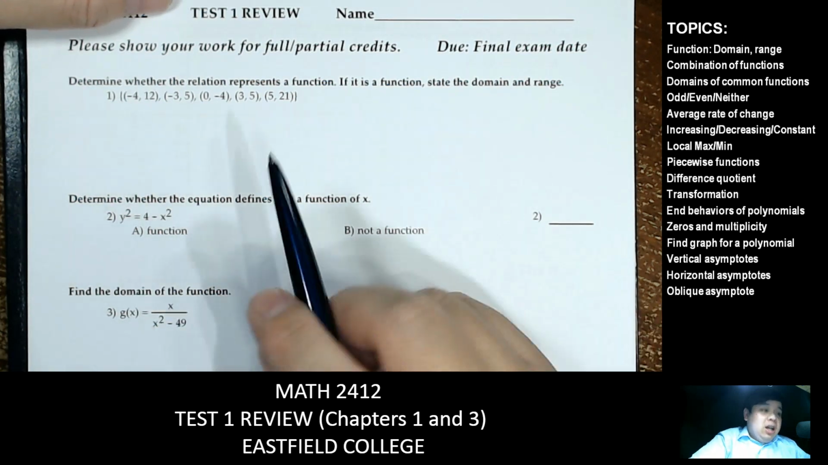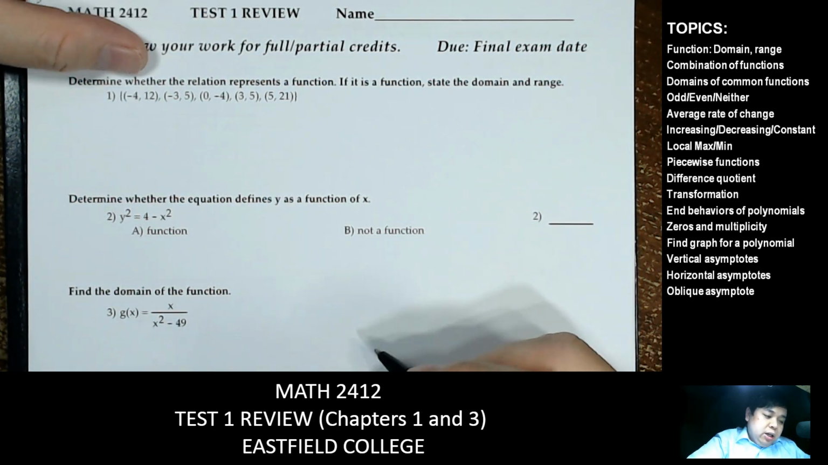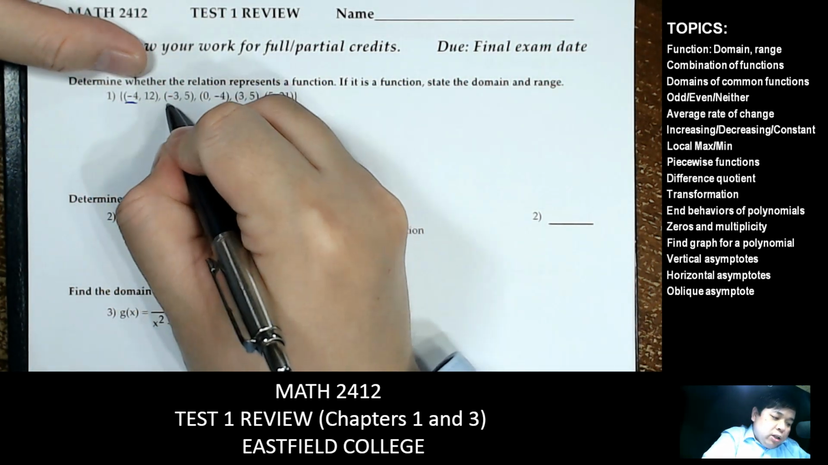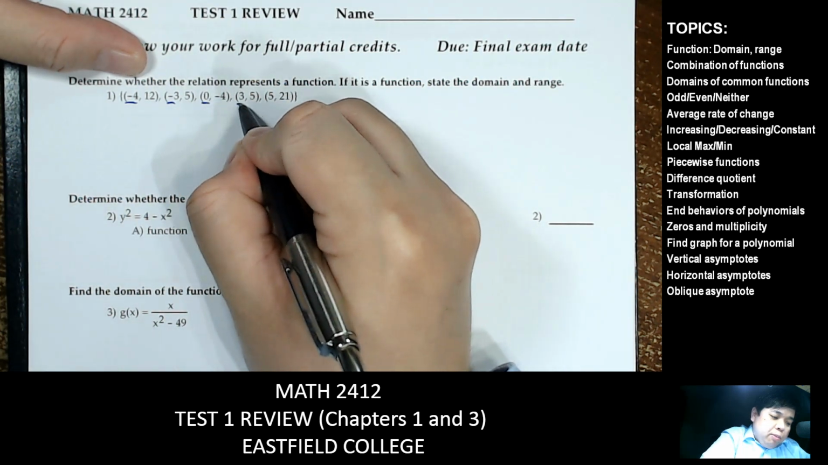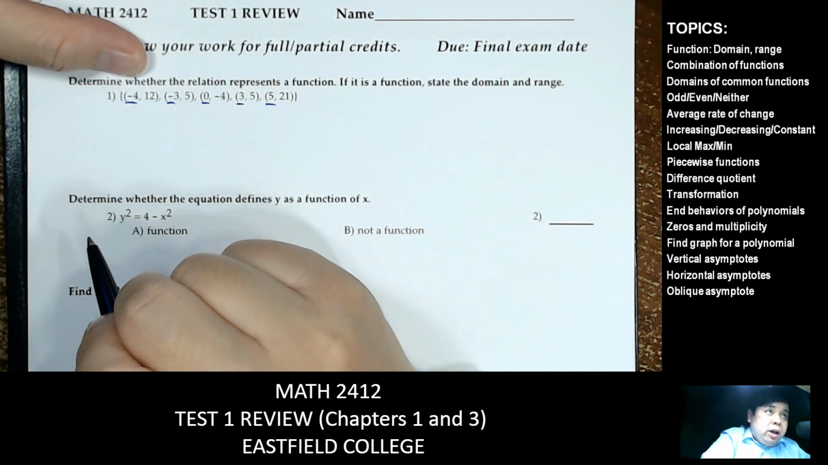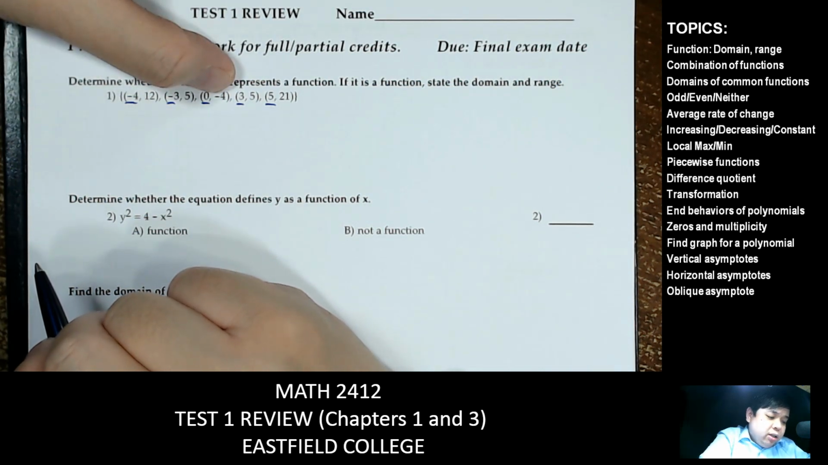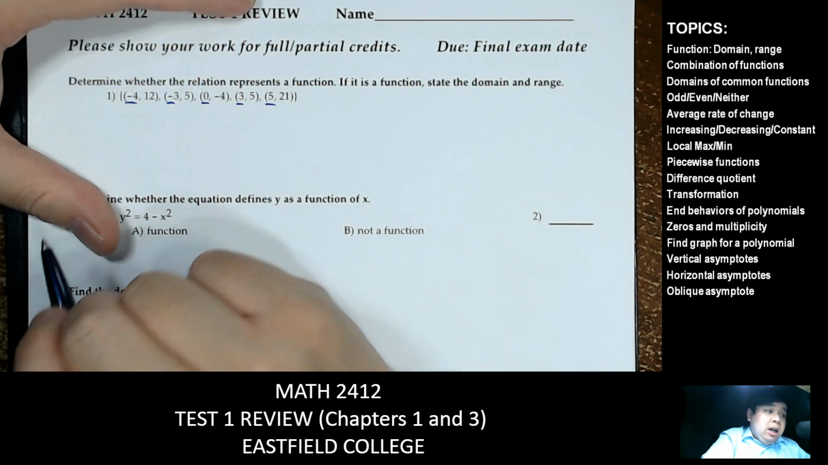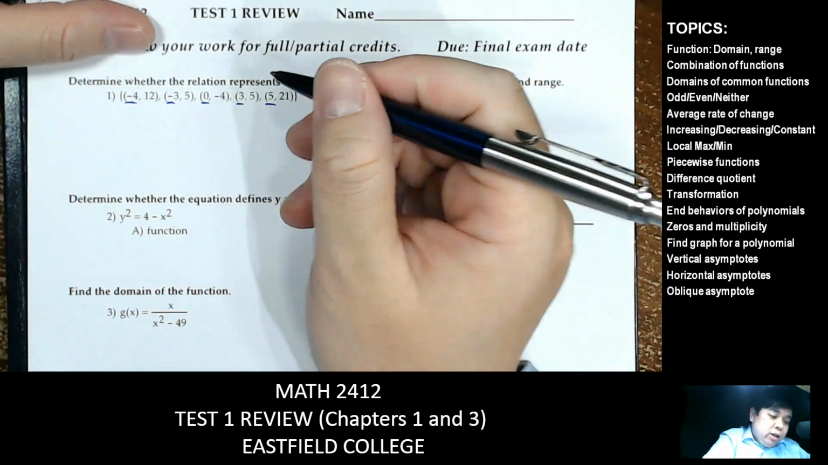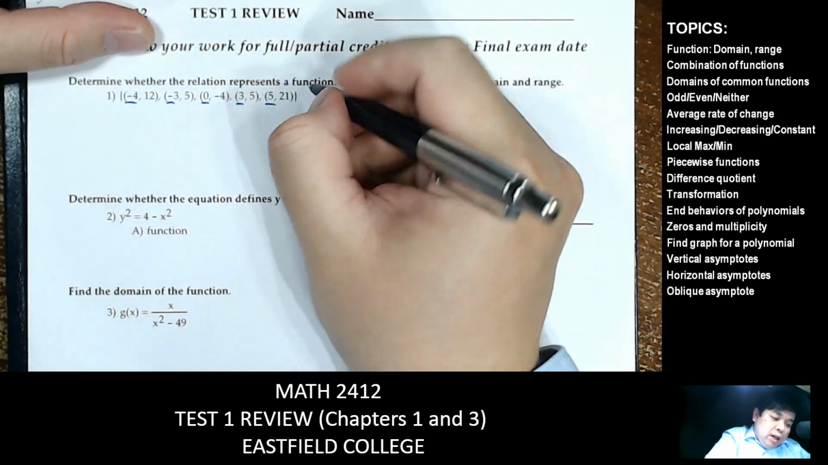Determine whether this relation is a function. So first we look at the first component of each of the ordered pairs, and we see that they are all different, and those are the domain. So we say it is a function.